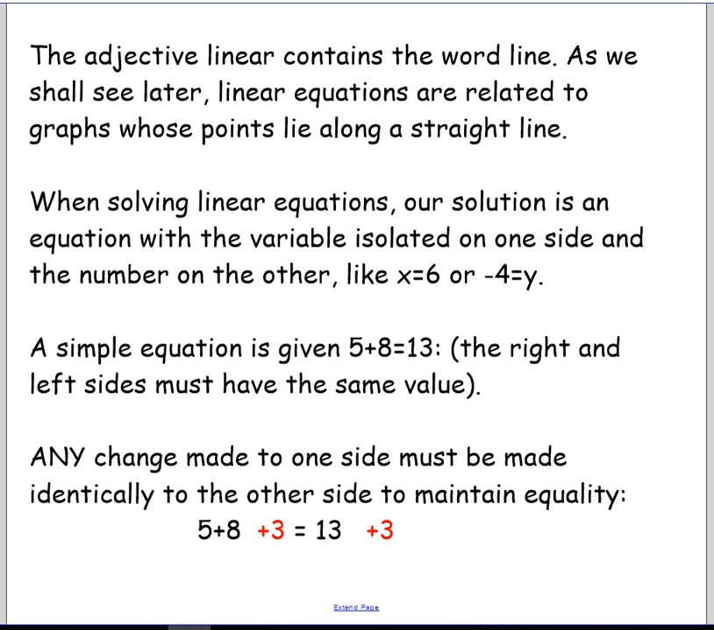An example of an equation is 5 plus 8 equals 13. The right and the left sides must have the same value. So any change made to one side must be made identically to the other side to maintain the equality. So 5 plus 8 equals 13. If we add 3 to the left-hand side and have 5 plus 8 plus 3, we need to add 3 to the right-hand side as well, 13 plus 3, in order to keep the same values.